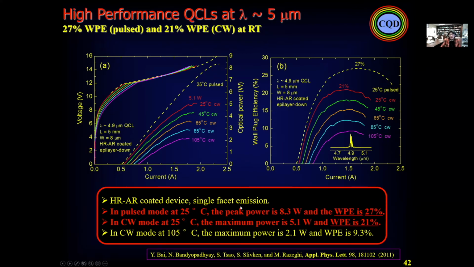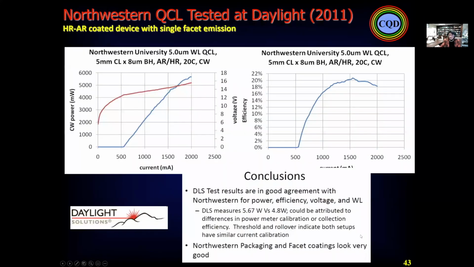In 2011, we achieved high performance at 5 micron mid wavelength with 21% wall plug efficiency continuous wave at room temperature, and at 105 degrees C we still had 2.41 watts continuous wave with a wall plug efficiency of 9.3. Of course, nobody can believe it, so I gave it to Daylight Solutions, and they measured it and said that the results are in good agreement with Northwestern for power, efficiency, voltage, and wall plug efficiency.